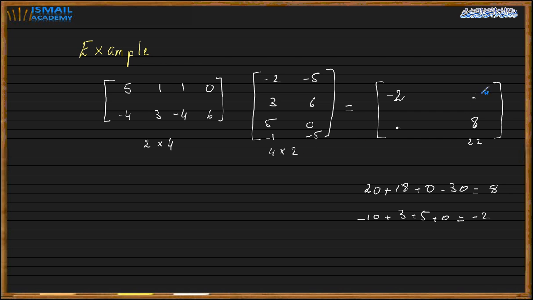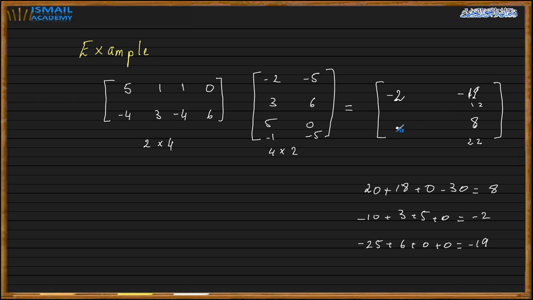Now I want to do that one, for example. This is first row, second column. I will take the first row of the first matrix and times it with the second column. So I will have at the end minus 25 plus 6 plus 0 plus 0. So it's going to be minus 19.